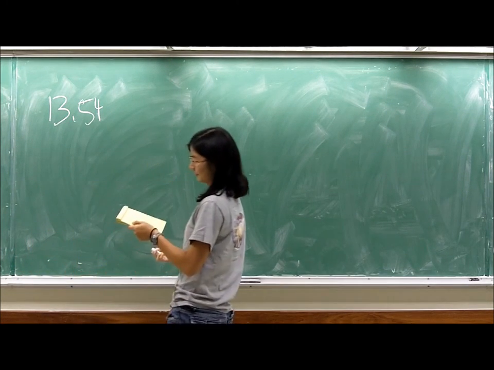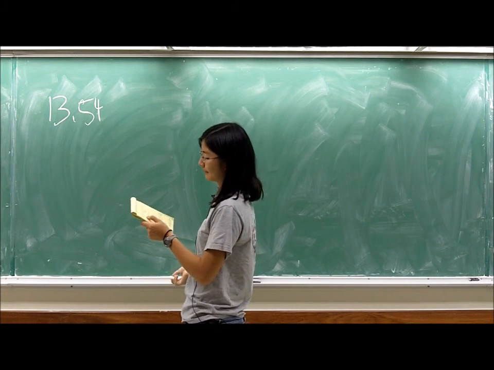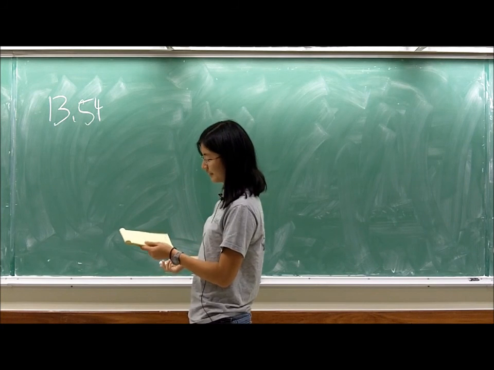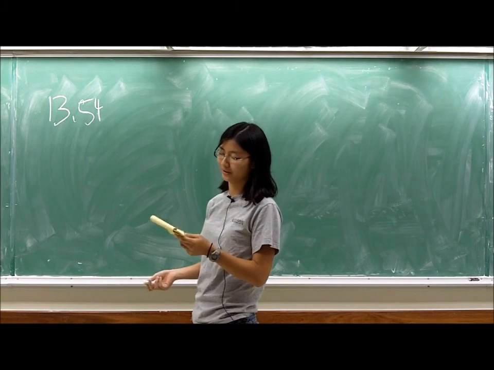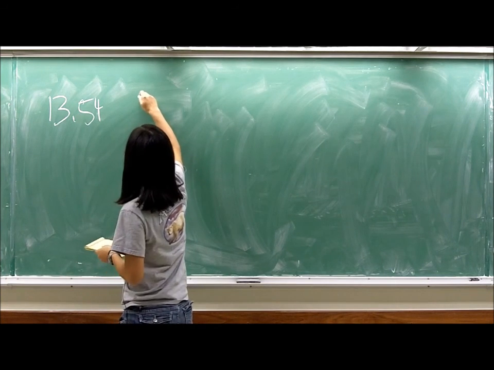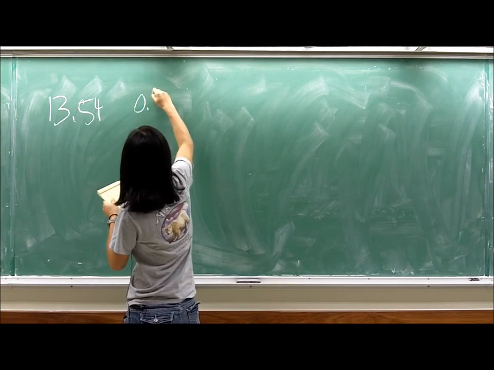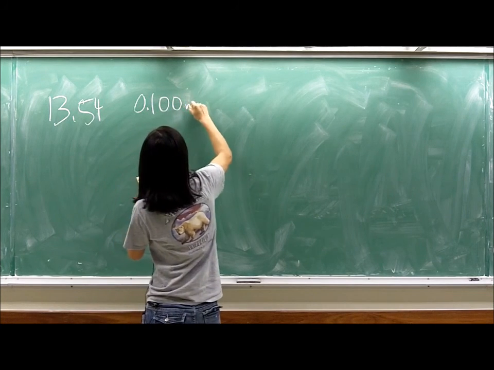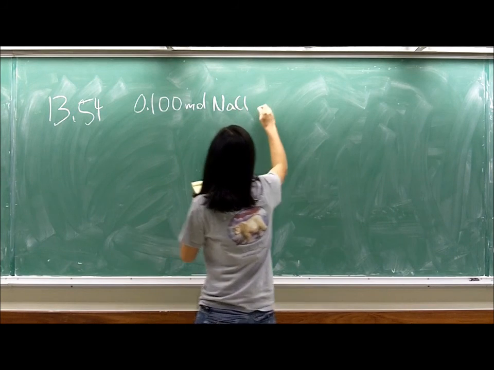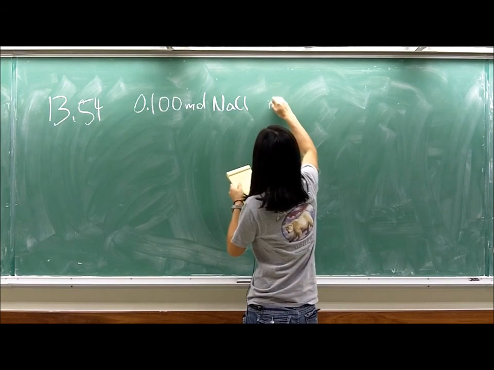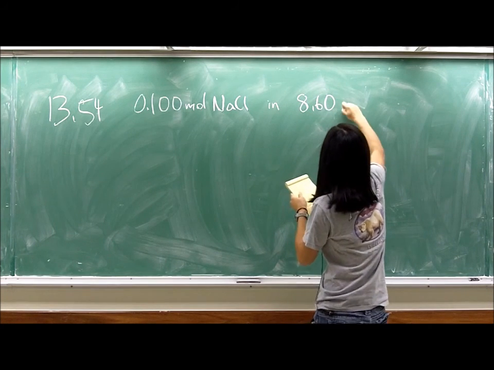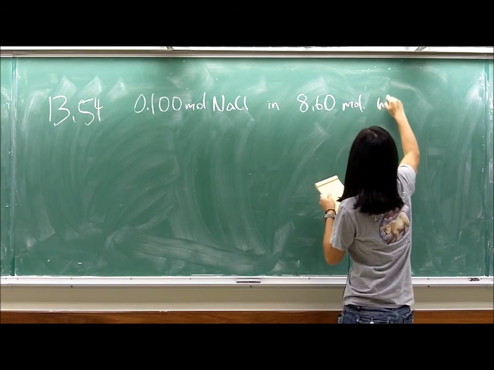Okay, so this problem has three parts. First you have to find the mole fraction, then the mass percent, and then the molality. You're given a solution of 0.100 moles of NaCl dissolved in 8.60 moles of water.